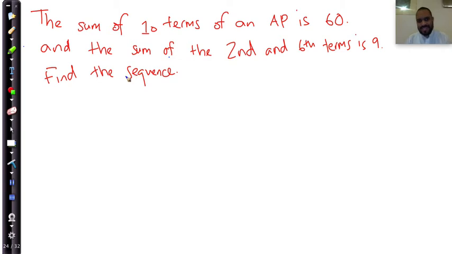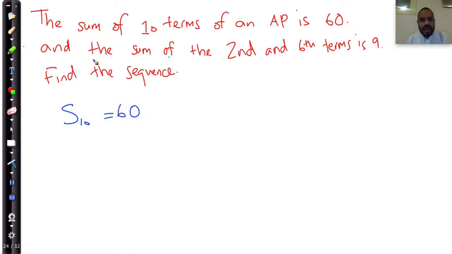Also want to look at this and apply some algebra to it. So let's read the question. It says the sum of 10 terms of an AP, I've used the short form AP here to stand for arithmetic progression or arithmetic sequence or series, is 60. So clearly you can identify that S10 is 60. I'm just going to summarize what the question says: S10 is equal to 60.